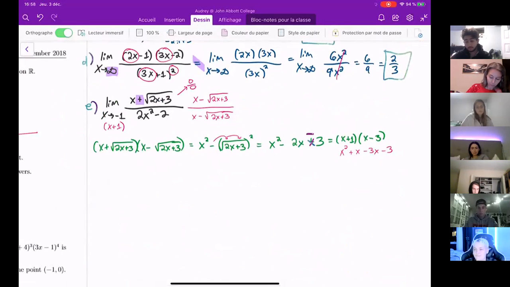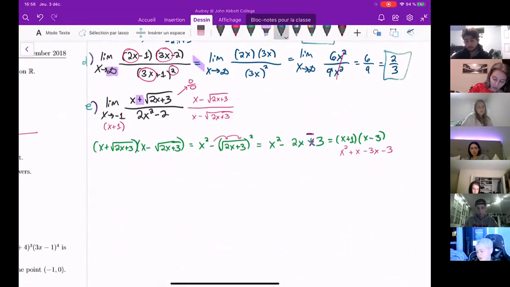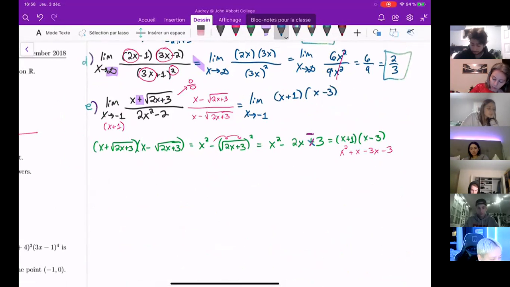Why isn't it there? So that means that here I get the limit as x approaches -1 of x plus 1 times x minus 3 over something times x minus root 2x plus 3. Again, privately in the chat, tell me how you're going to factor the bottom.